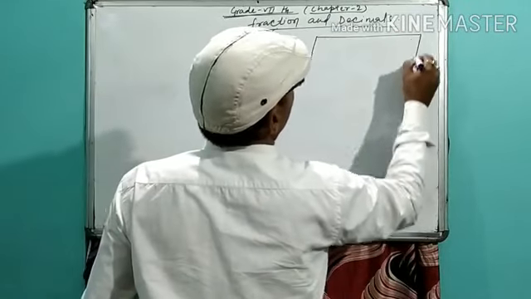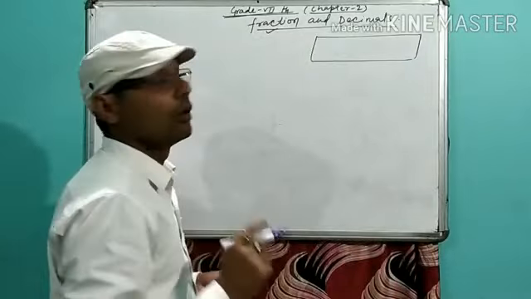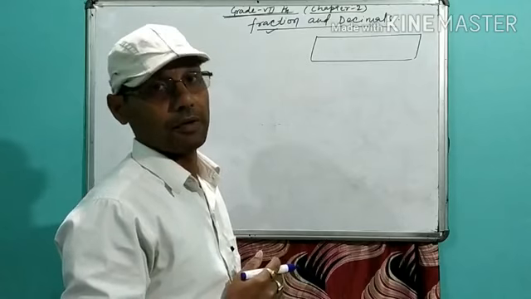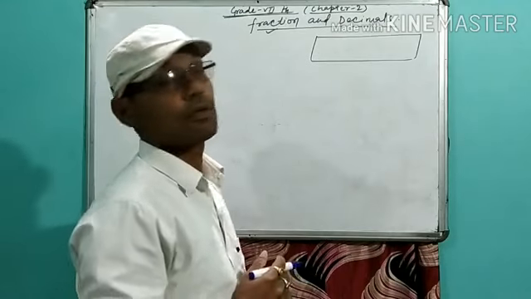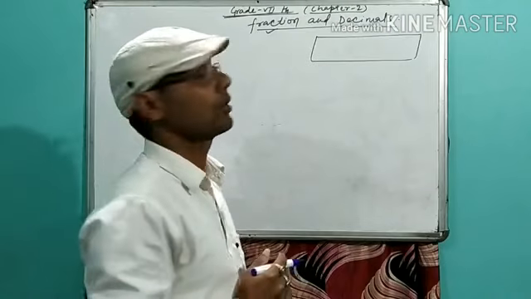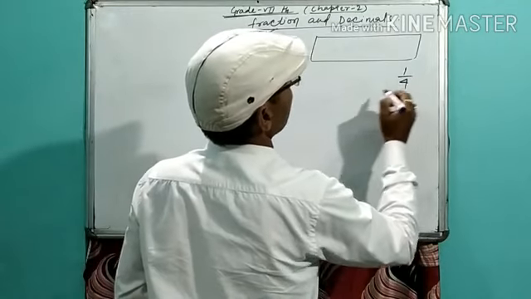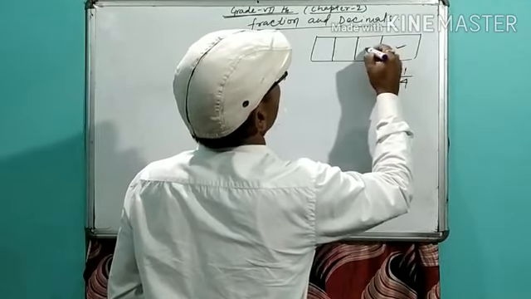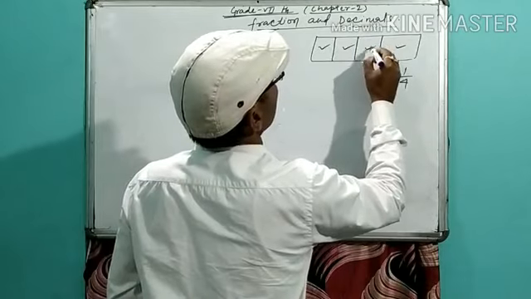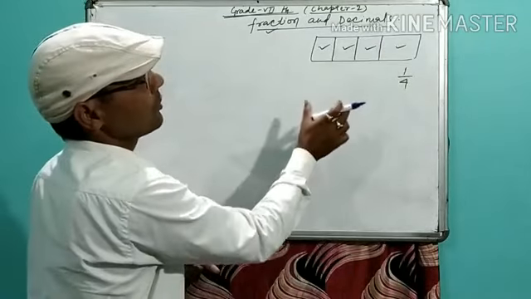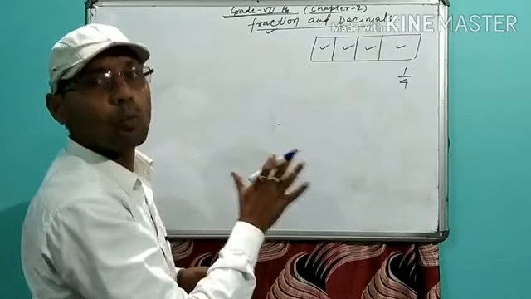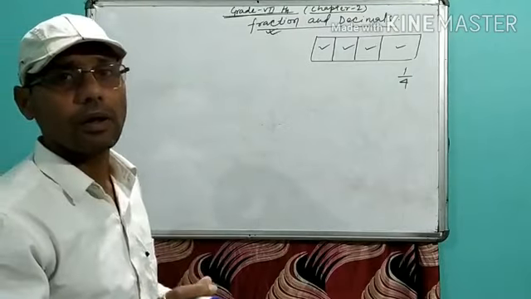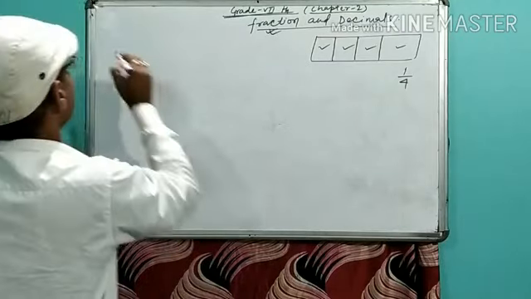Suppose this is a whole, you can say 1, and I am going to divide it into four parts, 1 by 4. 1, 2, 3 and 4. A whole is divided into 4 parts. Understood? What is a fraction? A fraction is a part of whole.